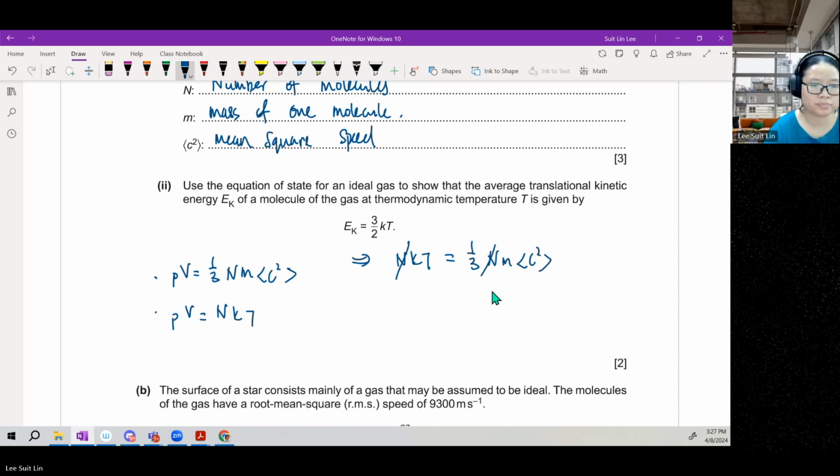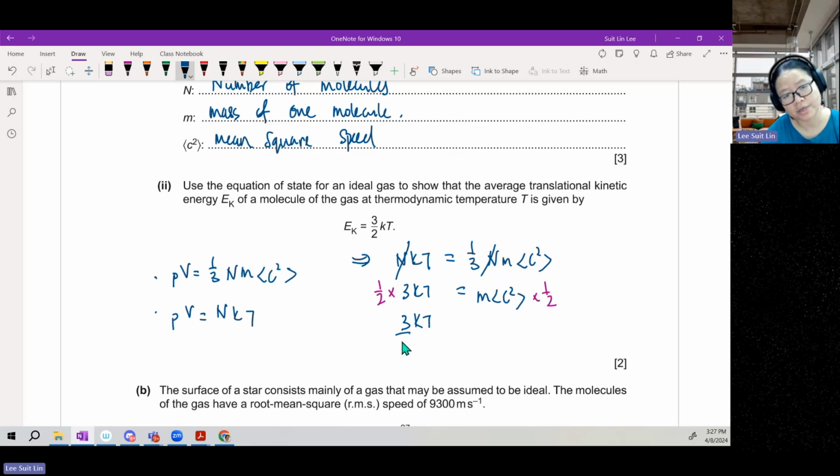Okay. And then, up to you how you want to do it. I think I will rearrange. 3kT is equal to mc squared. And then I multiply by half on both sides. So I will have 3/2 kT is equal to half mc squared, which is equal to kinetic energy. Okay. You write this equation, 1 mark. You equate them, and algebra leading to this is 1 mark. Already 5 marks if you are familiar with the equation.